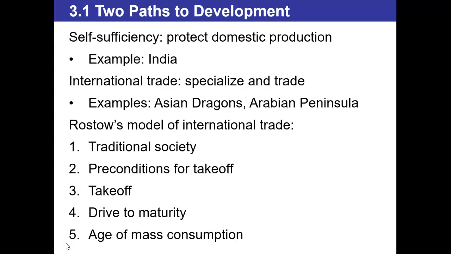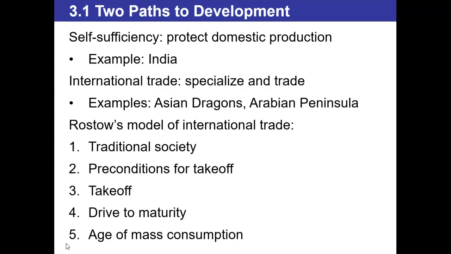A very important model you should be familiar with is Rostow's model of international trade. This model helps us better understand where countries are at in their level of development. If a country is in the first stage, it's a traditional society. This means the economy is very much dependent on things like agriculture or military and religion. The next stage includes preconditions for takeoff. This means that the most educated people happen to be in leadership positions.